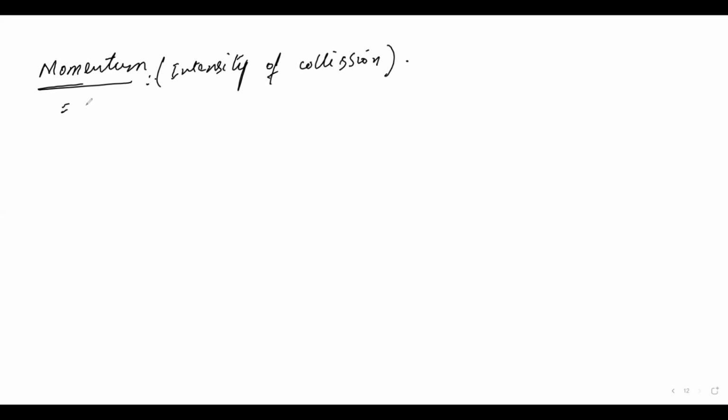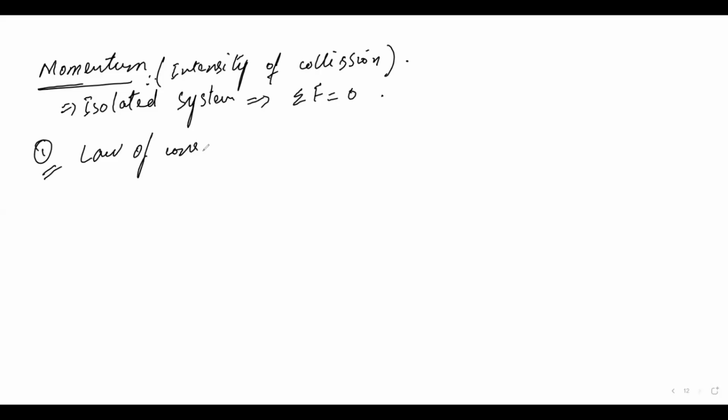Before we talk about momentum, everybody needs to understand what an isolated system is. An isolated system is when there is no influence of external forces acting on a system. There are no external forces acting on a system. But for the questions, remember, we need to understand the law of conservation of momentum.